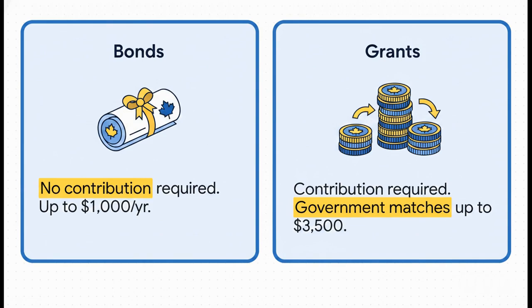With bonds, no contribution is actually required. If the beneficiary qualifies based on family income, the government may just deposit up to $1,000 per year into the RDSP for low-income families. Grants, on the other hand, do require a contribution. To receive grants, the holder of the plan must contribute money into the RDSP. Based on the amount contributed, the government matches part of the contribution. Generally speaking, if the holder contributes $1,500, the government may contribute up to $3,500 in grants depending on income eligibility. That is an incredible matching rate.